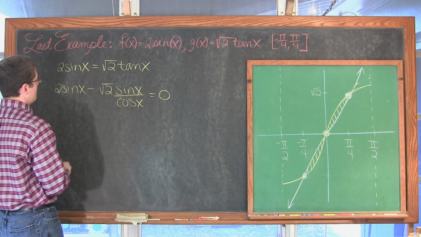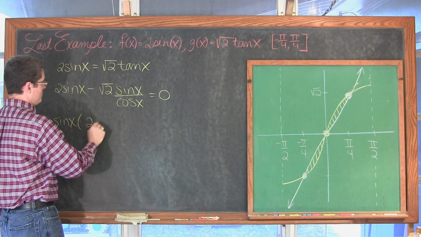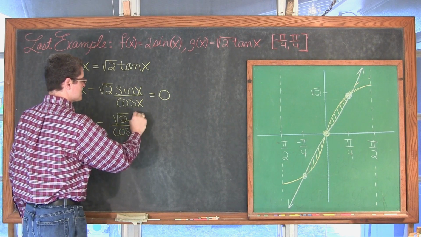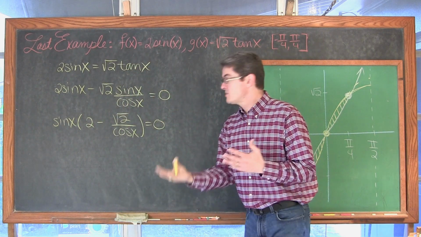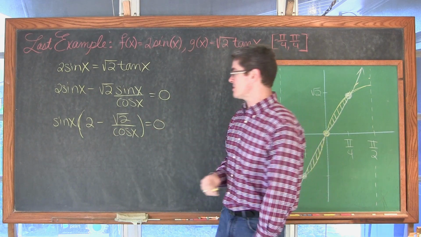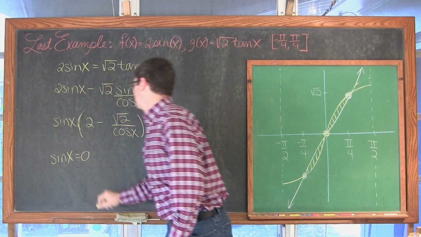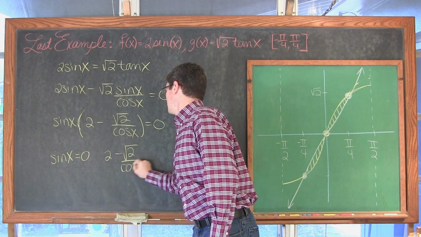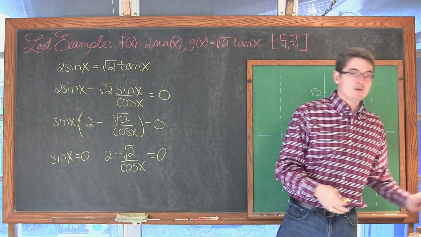But the sine, if we take that out, we get the sine of x times 2 minus the square root of 2 over cosine of x is equal to 0. So now we factored, and our two variables are now in two separate factors, which is good because after you factor an equation, of course, you set each one equal to 0, and voila, our two variables are now in two separate equations.